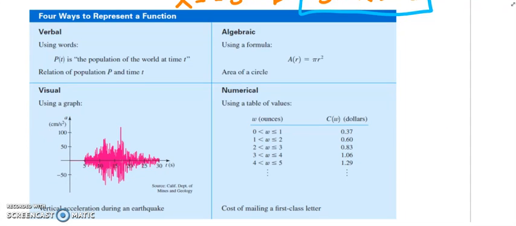But here's just a good thing. We're going to do some of this tomorrow. But how to write a function in words. Here's your equation. We might have a graph, and we might have a table. Okay, awesome job.